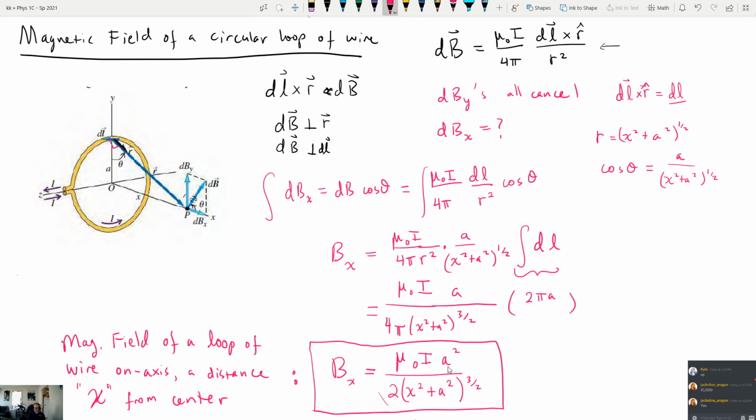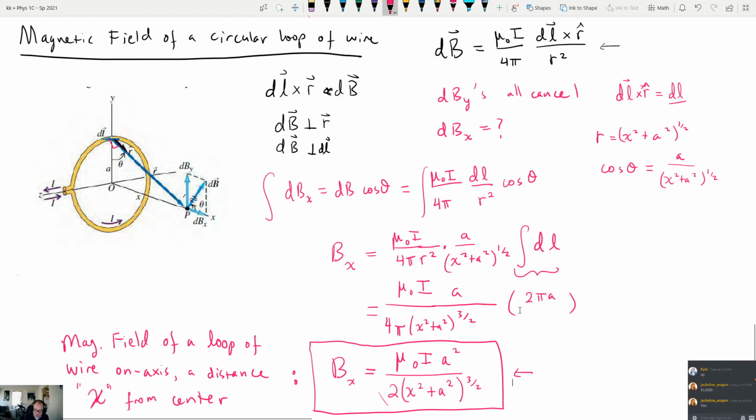Well, this is the radius of the loop, a. X is the distance away. Mu naught is just a constant, and I is current, and you have to explain what electric current is. But, you know, this is what we do in Physics 1C. Does anyone have any questions? So that's a nice result.